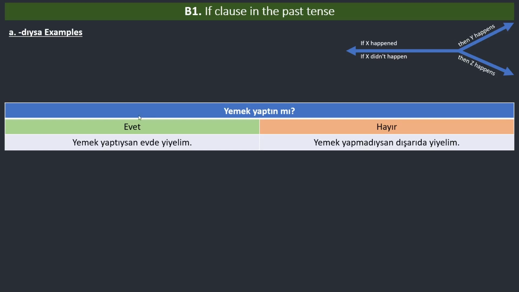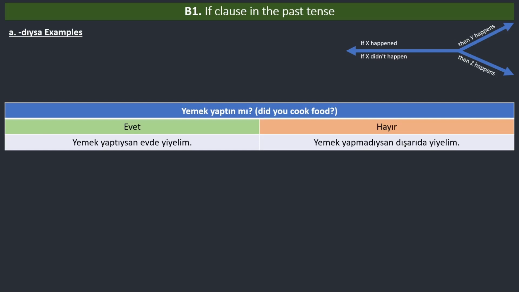Like this. Yemek yaptın mı? I will translate this for beginners. Yemek yaptın mı? Did you cook food? Did you make food? Maybe you did, maybe you didn't. Evet, hayır. Yes or no. If you cooked food, like if you did it, let's eat inside, let's eat at home.